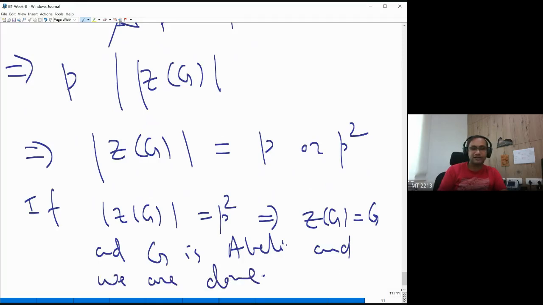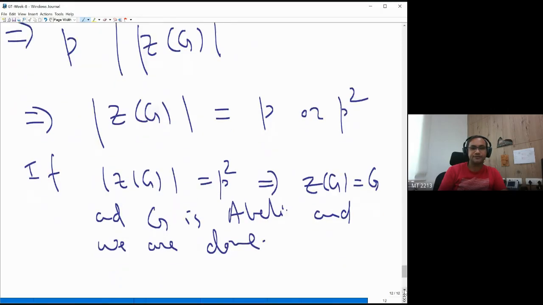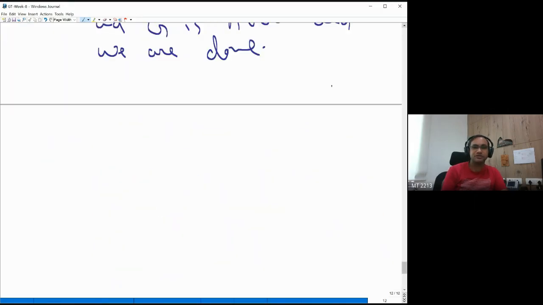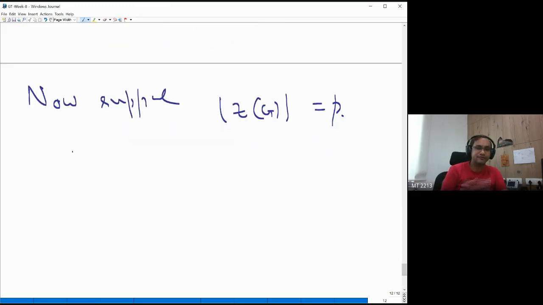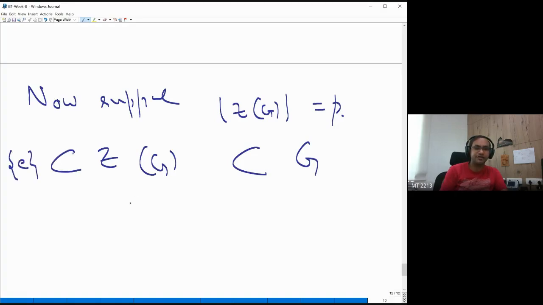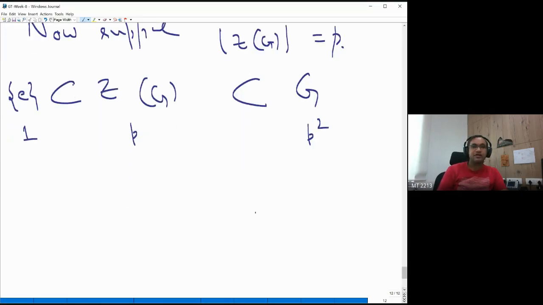We have to show that the other case cannot happen. So now suppose the order of the center is P. So remember, we have the center of G is a subgroup of G, and the center of G obviously contains the identity. In fact, this is of size P, this is size 1, this is size P, and this is size P square. We want to say that this situation cannot happen.